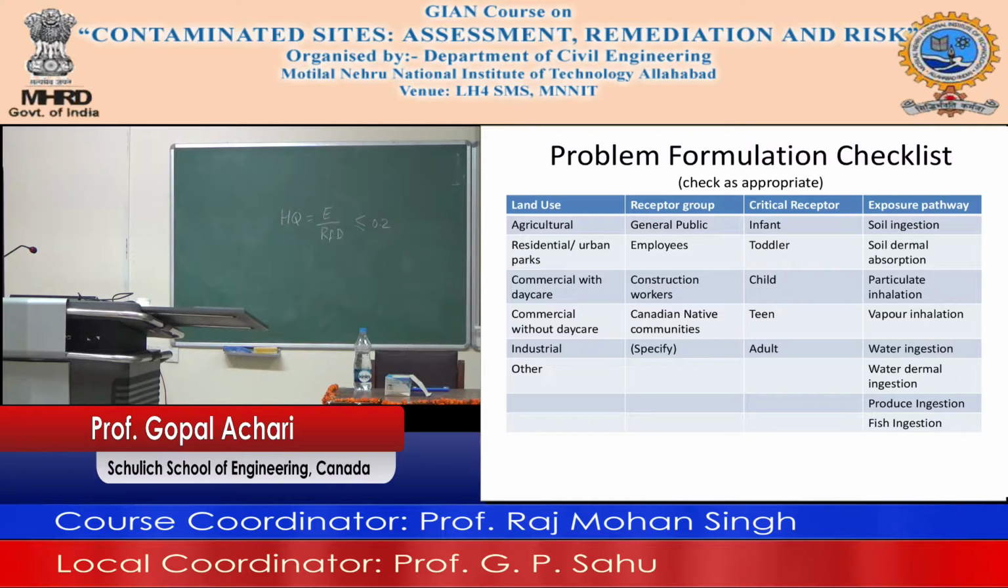Infant, toddler, child, depending on who this is. Now this Canadian Native community is a separate box here, because they have a different diet and all that, and that needs to be factored in. Exposure pathways: ingestion, particular, take all of them. So for example, let's say you have general public, toddler and child, then you select all the ones that apply. So this is how you start to formulate the problem.